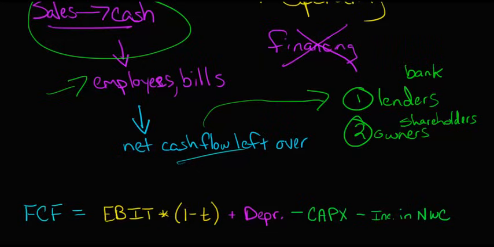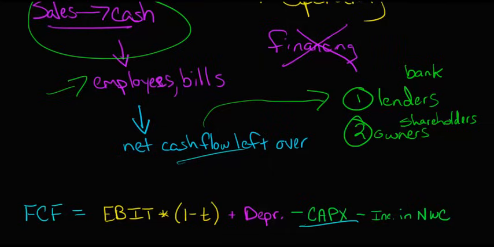And then we're going to add back depreciation, because as you know, depreciation is a non-cash expense, and that was something that was deducted in calculating earnings before interest and taxes. So we're going to add that back. Then we've got to subtract out capital expenditures.